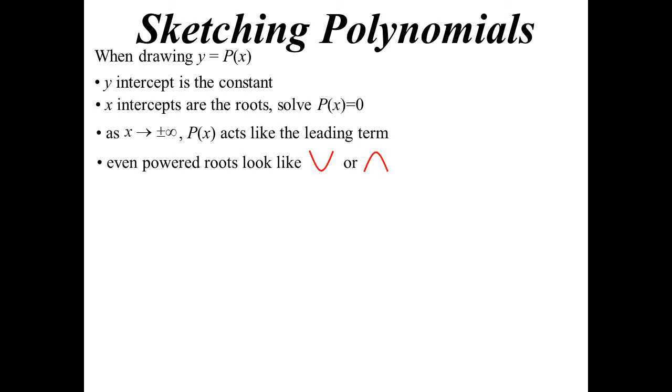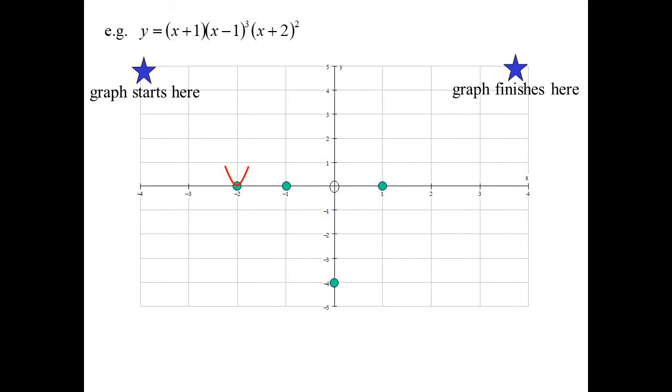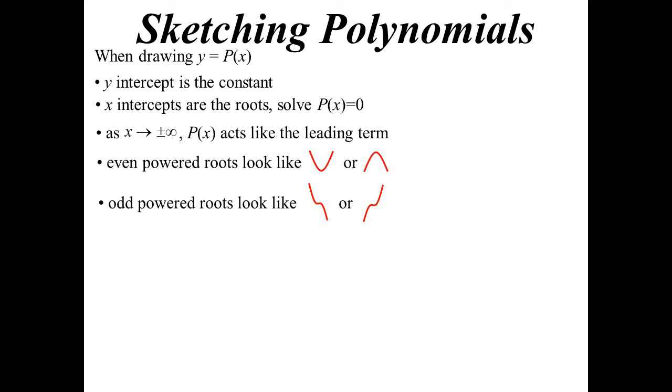So if it's power of 2, it would look like a parabola, power of 4, it would look like a quartic, and so on. So over here, x plus 2 is squared, so I know at -2, it's not actually going to cut the x-axis. It's just going to touch it and turn. And because it's starting up there, I know my curve must do something like that at -2. Odd powers will have that inflecting shape.